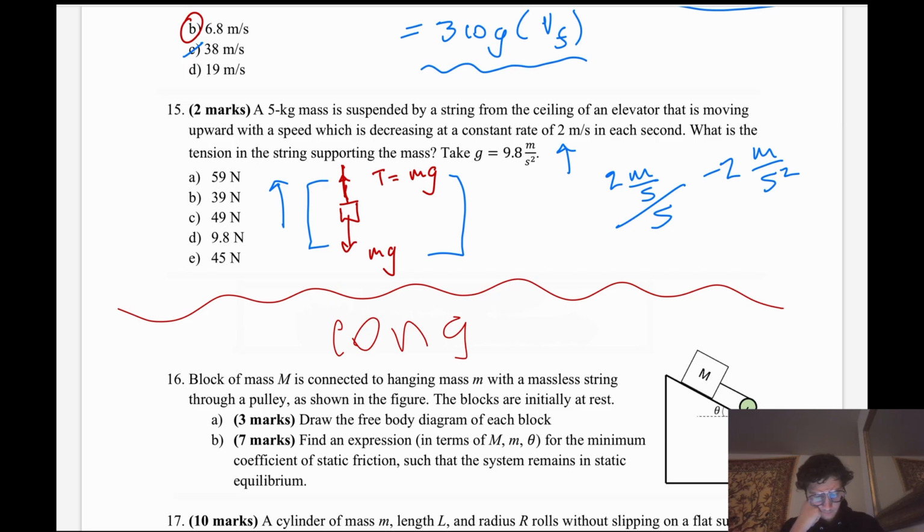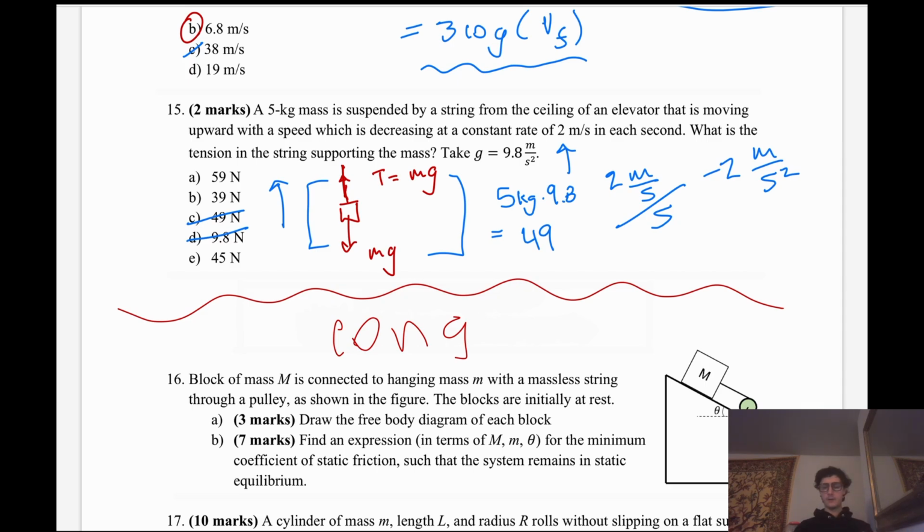And then we have 5 kg times 9.8. This is going to give us what the tension is without the elevator. 5 kilograms times 9.8 meters per second squared is 49. And I don't think that's going to be the answer because we have some kind of stuff going on. It's not going to be 9.8 because that's goofy. 45, 39, 59, all these feel good.